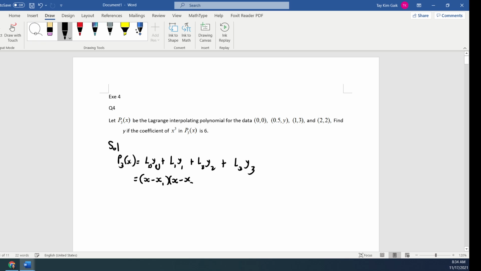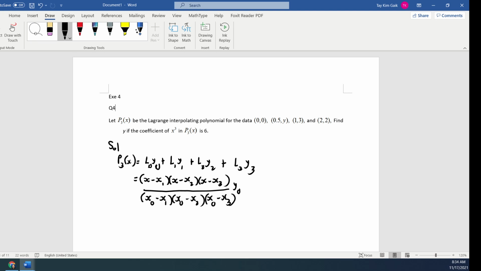x minus x2, x minus x3. You notice for L0, x cannot minus the point 0, so you minus x1, x2, x3. And then for the denominator, x is replaced by x0. So y0. In this question the x is not given, but you know the result, P3(x) is equal to 6.